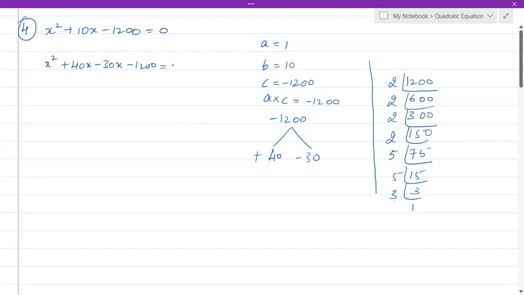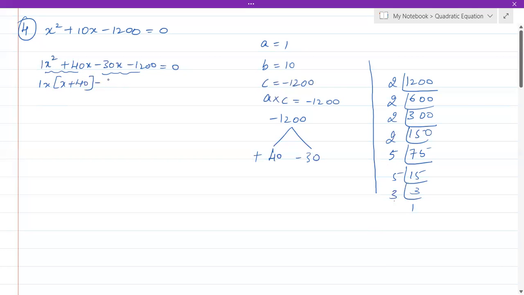Minus 1200 equal to 0. Here we're going to take common between the first two terms and the next two. So what is common? We don't have any numbers, actually it is 1, right? Between 1 and 40, what is common? 1. Between x square and x, it is x that is common. So if you take x as common, you will be left with x plus 40.